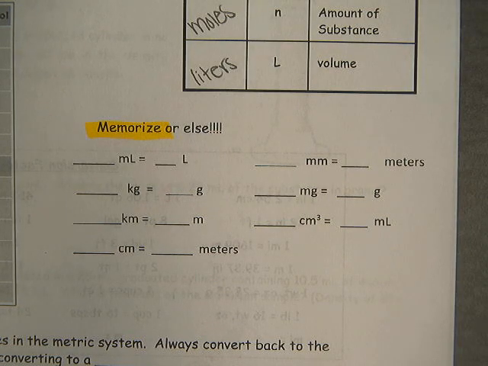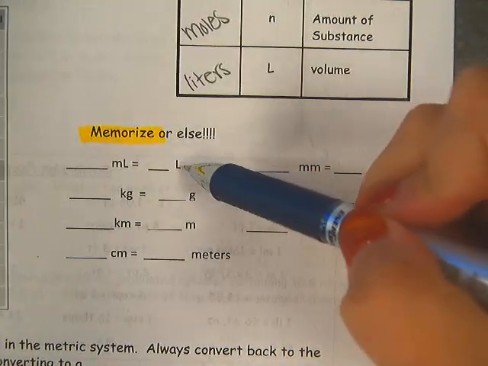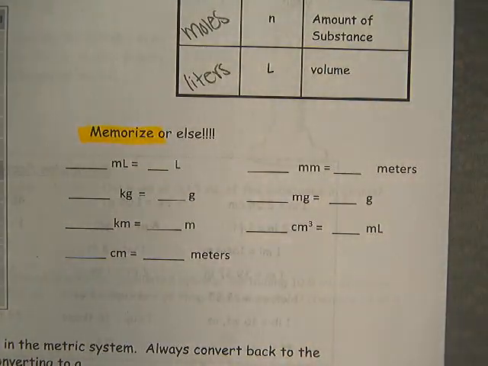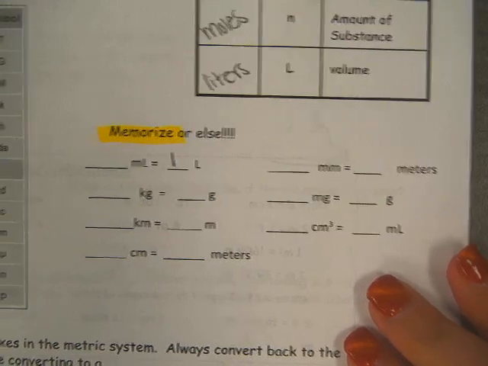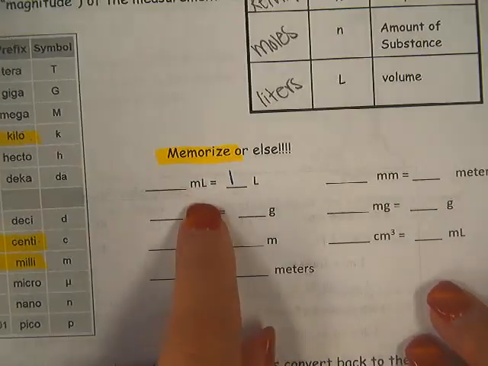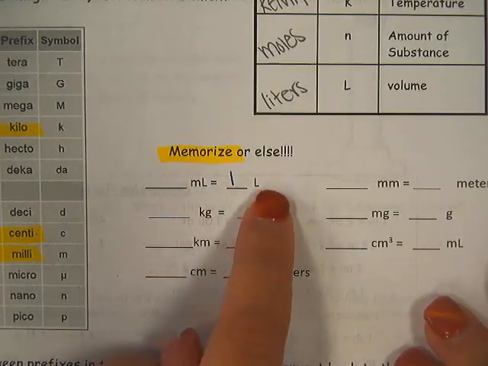So when we're looking at these, the first thing that I think it makes sense for you to do is, between milliliters and liters, which one is bigger? Is a milliliter bigger or is a liter bigger? A liter is bigger. So next to the bigger one, put a 1. And then the question becomes, how many milliliters are in 1 liter?